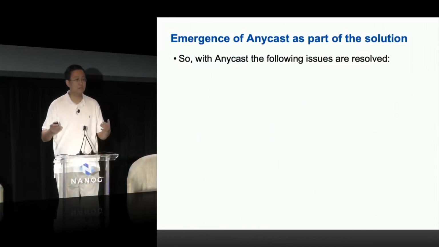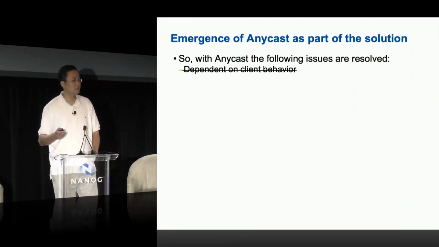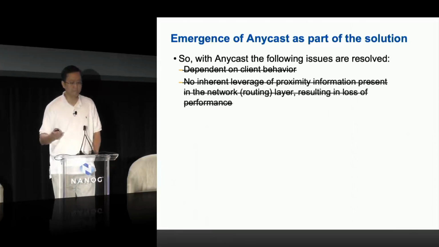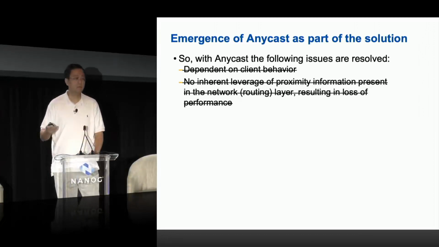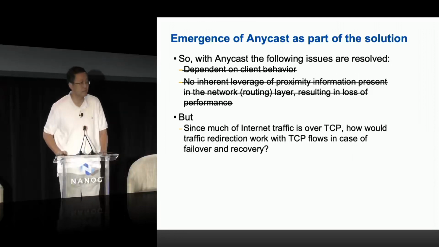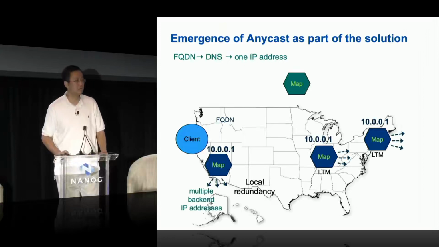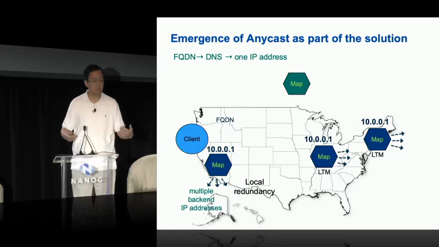Now, assuming Anycast works well in that sense, then we eliminate the issue of dependency on client behavior. And we actually leverage the information that is already present in the routing layer in the network. So we have addressed two issues, but of course, we know that most of the traffic still relies on TCP for correctness. What would happen to a TCP-based connection in this setup? Well, we have the FQDN that maps to a single IP address that is advertised from multiple locations.